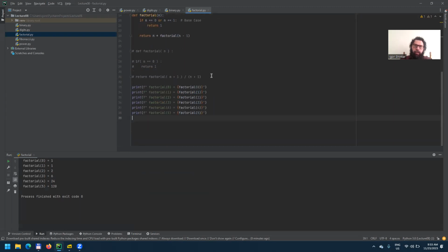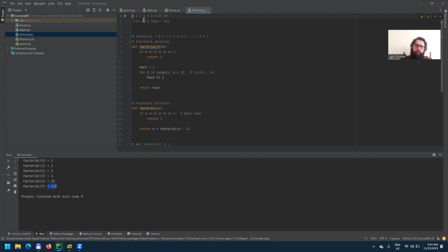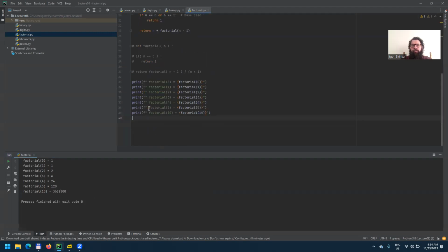If we try to run this code, how do we run it? Factorial of 0 is 1, factorial of 1 is 1, factorial of 2 is 2, factorial of 3 is 2 times 3, factorial of 4 is 1, 2, 3, 4, so that's 6 times 4, that's 24, and factorial of 5, and so on. So factorial grows pretty fast. For example, what's 10 factorial? Well, 10 factorial is already a pretty large number. It's a bit more than 3 million.